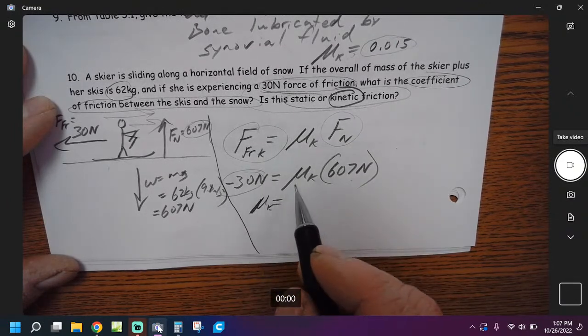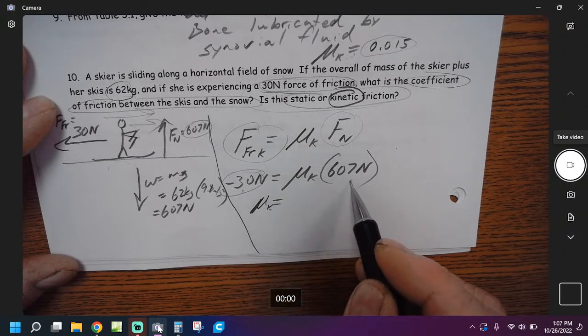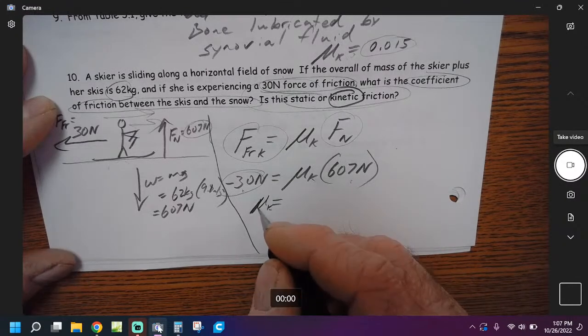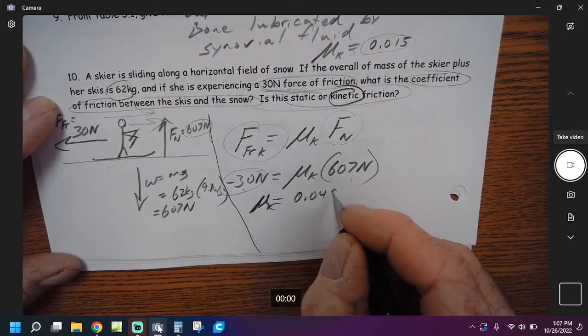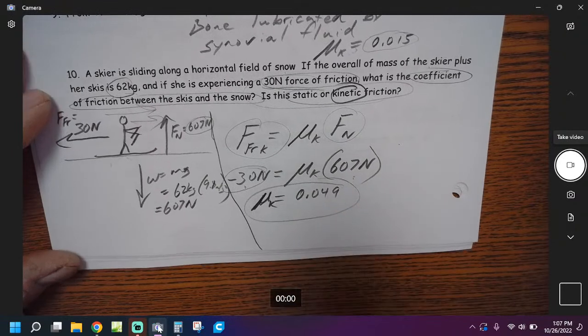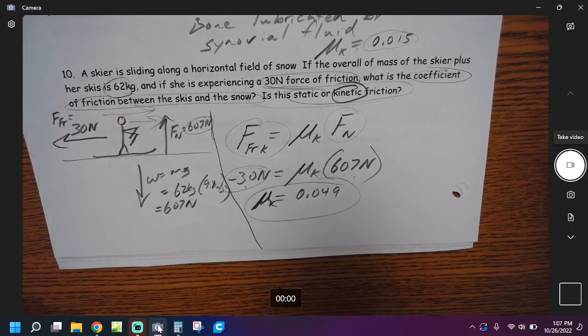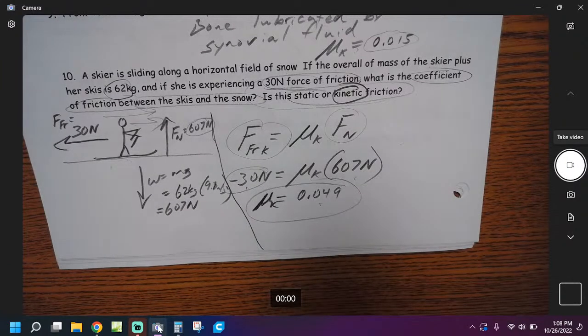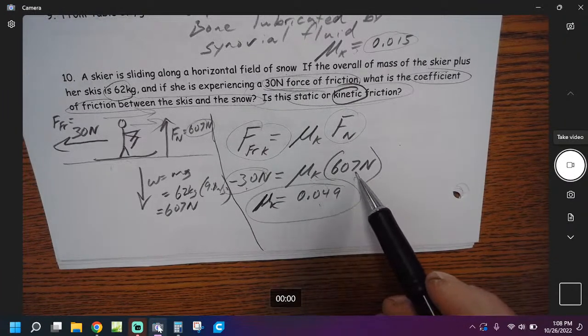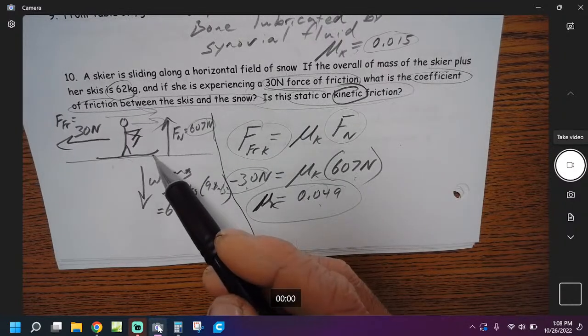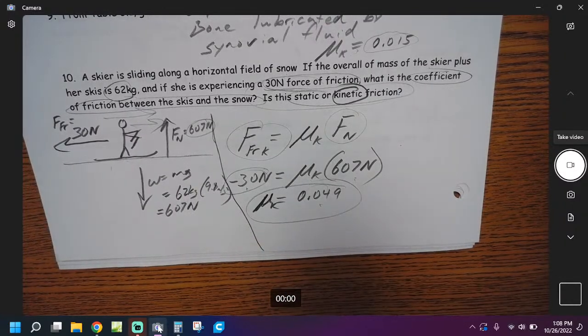But technically, the way this looks here, if I divide negative 30 by 607, I should get negative 0.049. But we just don't do that. That's mu k. So there's a 30 Newton force of friction, and mu is a positive number. You just never see tables with negative numbers. You just need to know here that this mu multiplied by that normal force, in this case, gives the force opposing motion, so it's to the left, so the force is negative. But the signs don't really work out there.